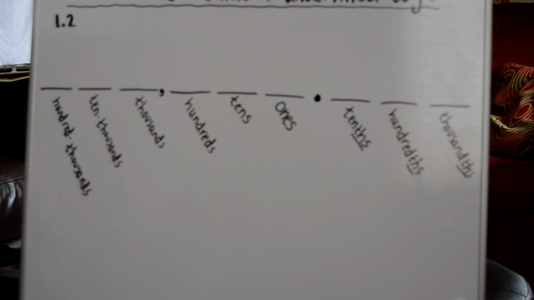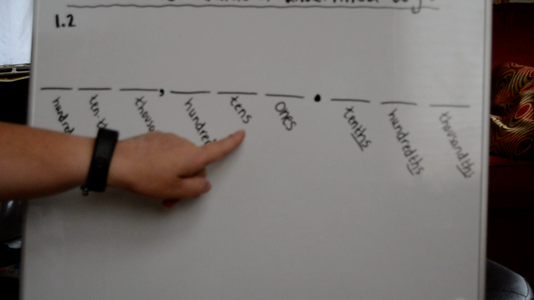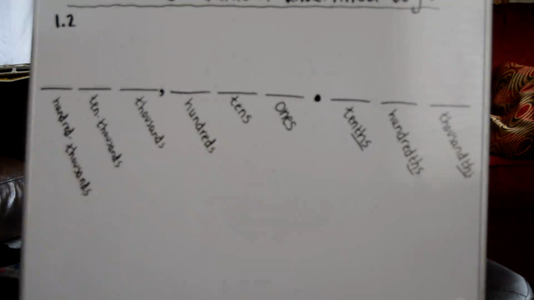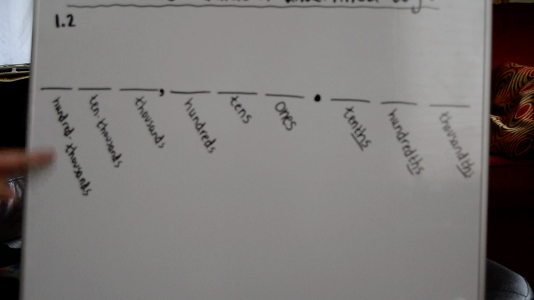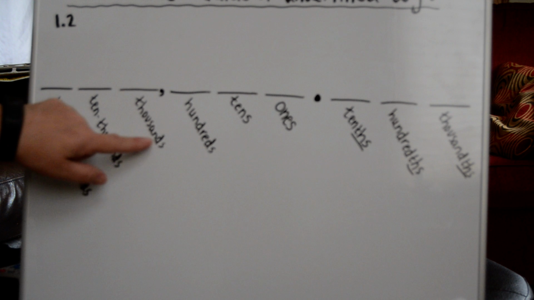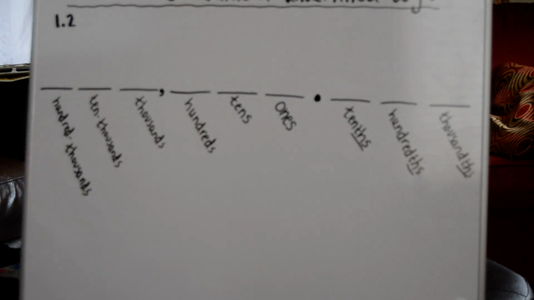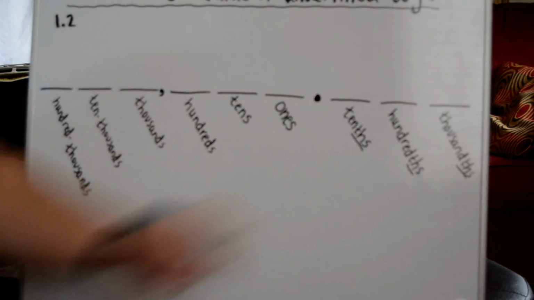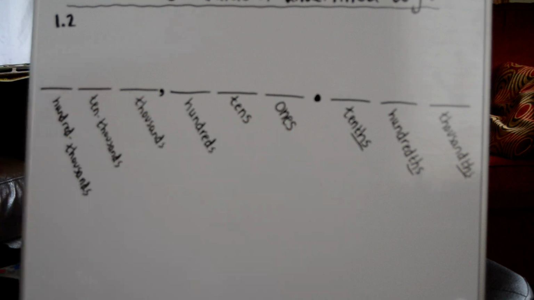So let's go over the names of the places. To the left of the decimal, we have the ones place, tens, hundreds, thousands, 10,000s, 100,000s. And if you notice, they all end in S. To the right of the decimal are parts of a whole. We have tenths, hundredths, thousandths. And if you notice, they all end in THS.